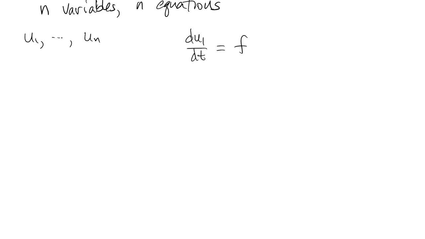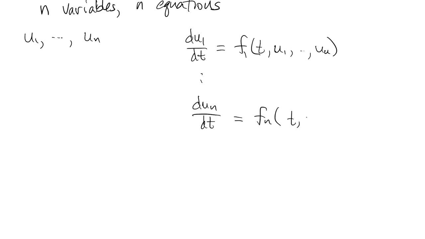Most of the time in practice, we don't have just a single variable, so next we want to look at having n variables with n ODEs. We call the unknown dependent variables u1 to un, and the ODEs are given as dui dt equals a given function fi of t and all the variables. Each component also needs an initial value.